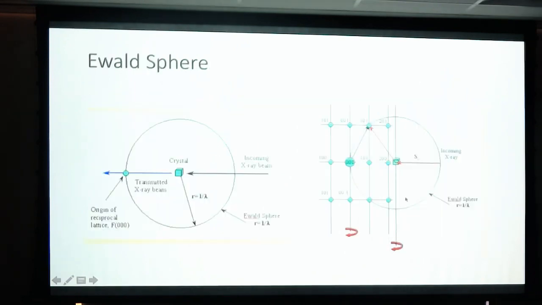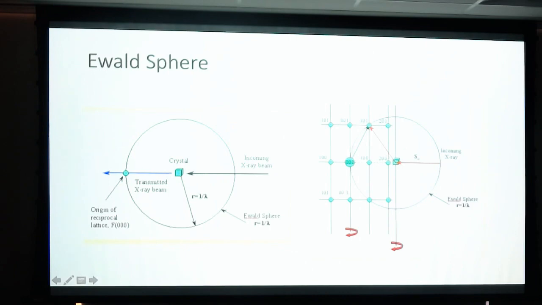And that's because of what's called the Ewald sphere, which is a construct of the data which is actually collected. The incoming X-ray beam has a certain wavelength called lambda. Around your crystal point, you draw a sphere of radius 1 over lambda, the inverse of the wavelength, in inverse space.